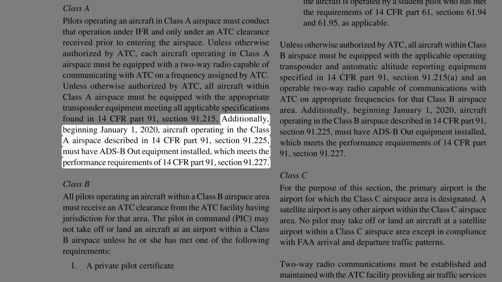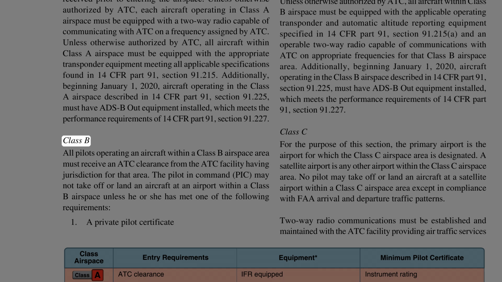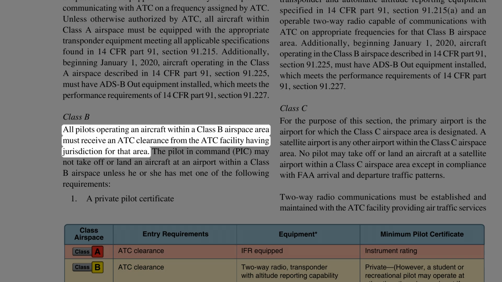Additionally, beginning January 1, 2020, aircraft operating in the Class A airspace described in 14 CFR Part 91, Section 91.225, must have ADS-B Out equipment installed, which meets the performance requirements of 14 CFR Part 91, Section 91.227. Class B. All pilots operating an aircraft within a Class B airspace area must receive an ATC clearance from the ATC facility having jurisdiction for that area.